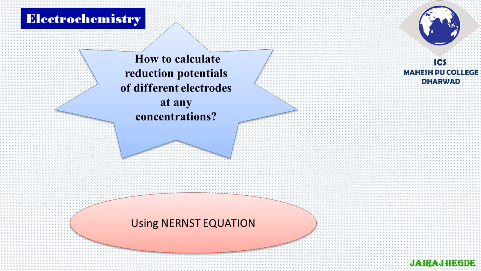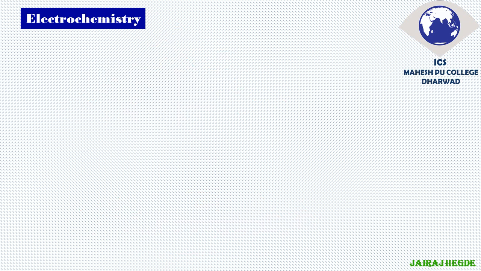what would be the reduction potential values if they are not in the standard condition. We only know the standard reduction potential value, but all the time all the solutions will not be at standard conditions, all the electrodes will not be at standard conditions. How to calculate the electrode potential of the electrodes which are not in standard conditions, or in other words, the calculation of different electrodes at any concentration, not necessarily 1 molar, but at any concentration? This can be done using a wonderful equation called Nernst equation.